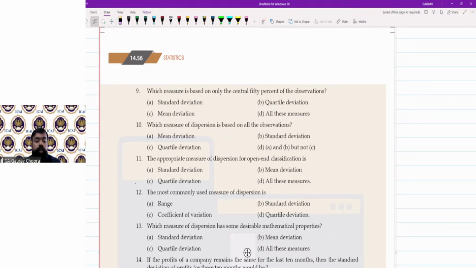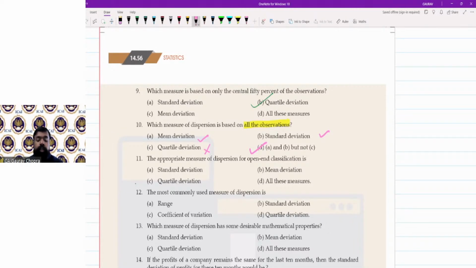Which measure is based on the central 50% of observation? That is middle 50% of observation. So we have done just now, it is quartile deviation. Which measure of dispersion is based on all the observations? So mean deviation is there, standard deviation is there, but quartile deviation is not there. So option number D, which says A and B but not C.